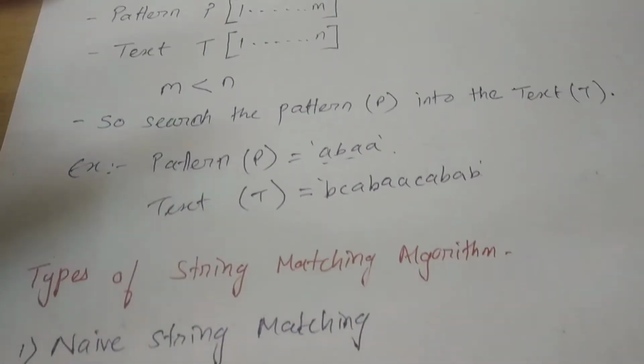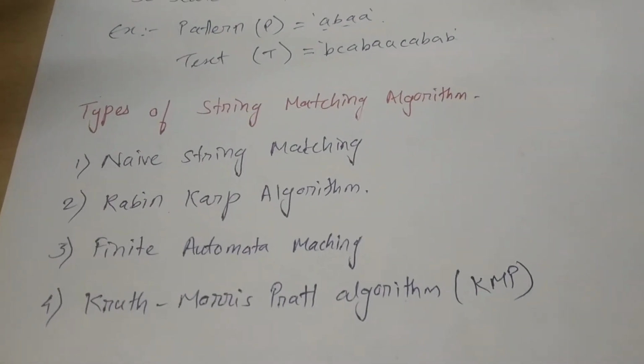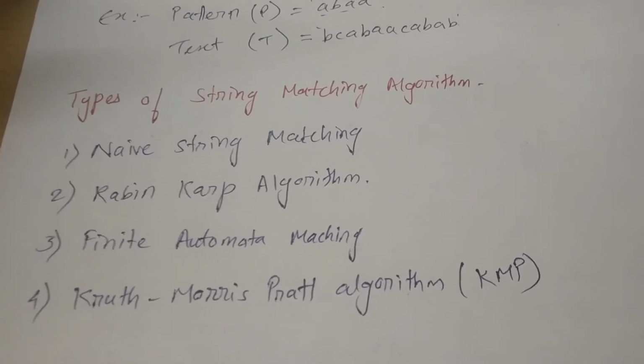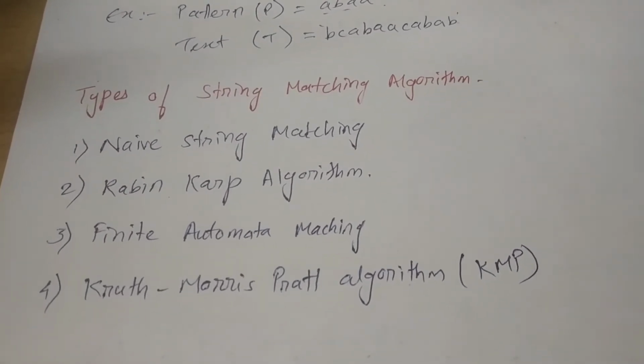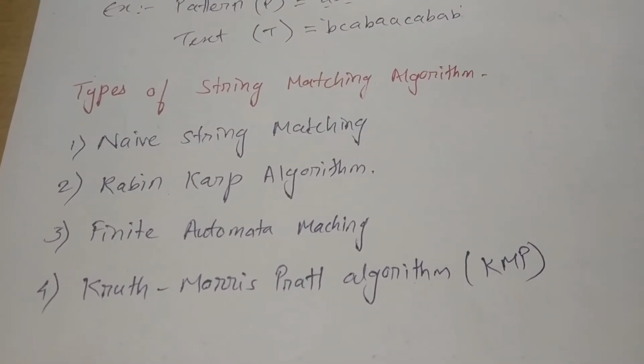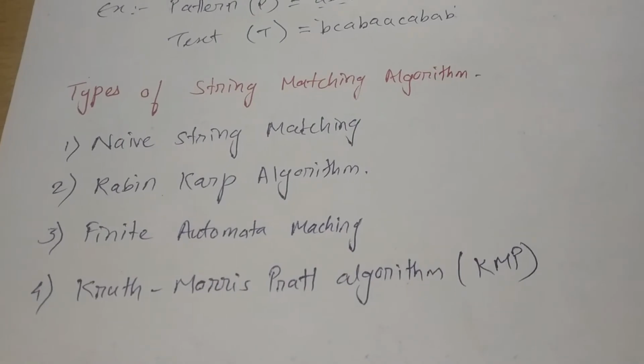There are four algorithms we can use to find the pattern in the text. The first one is the Naive string matching algorithm, the second is the Rabin-Karp algorithm, the third is the finite automata matching algorithm, and the fourth is the Knuth-Morris-Pratt algorithm.